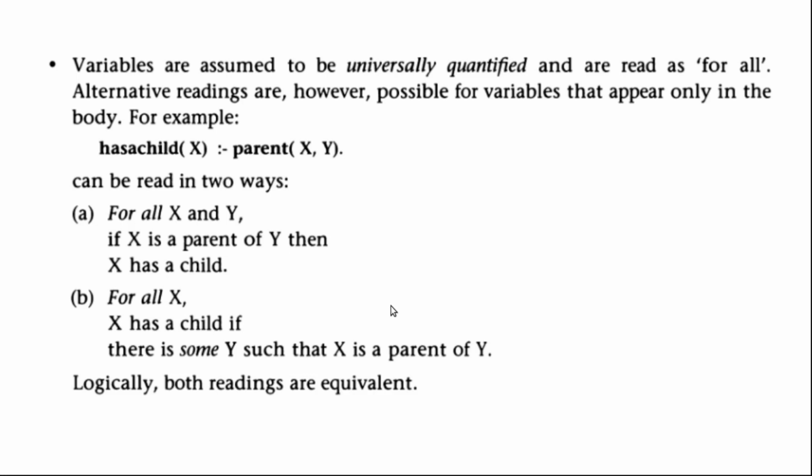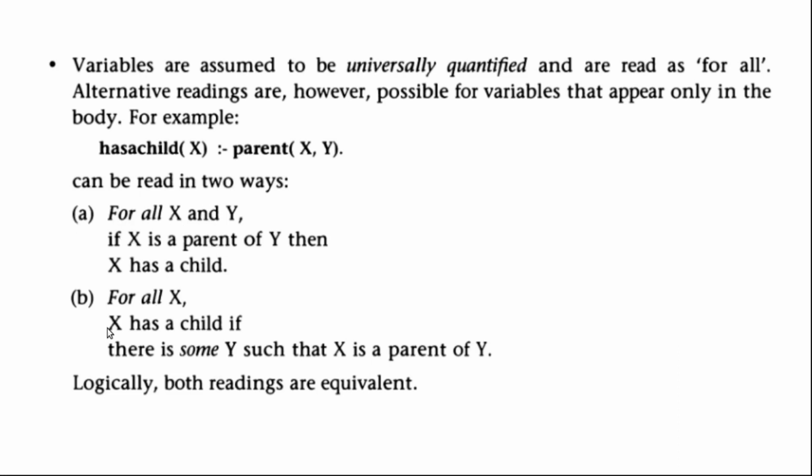And now variables are assumed to be universally quantified. So in the theory class, when we talk about first order predicate calculus, we will see that there are two types of quantifiers. One is universal and one is existential. So here in Prolog, the variables are assumed to be universally quantified, which actually means for all. So if we have a rule like this, we can read that the variable X will be universally quantified. So we'll say for all X and all Y, if X is a parent of Y, then X has a child. So here, as you can see, we are saying for all X and Y. So this is universal quantification.